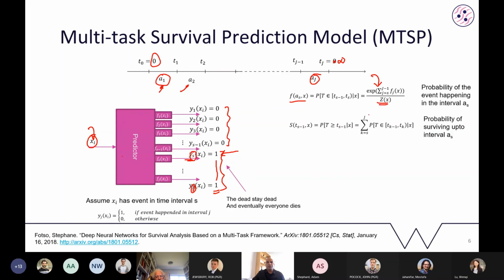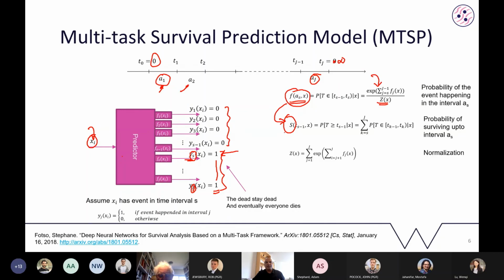And what you do is then you can use this function. Once you have this, you can compute a survival function. Remember, the hazard function and the survival function were related. We discussed that in the quiz as well. And once you have this hazard function, you can estimate the survival function.